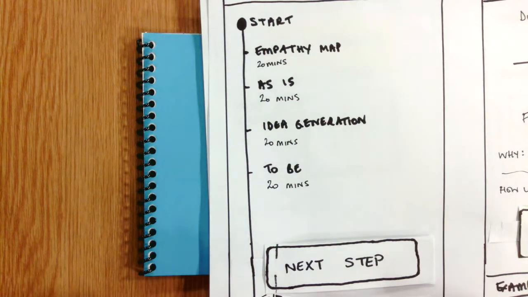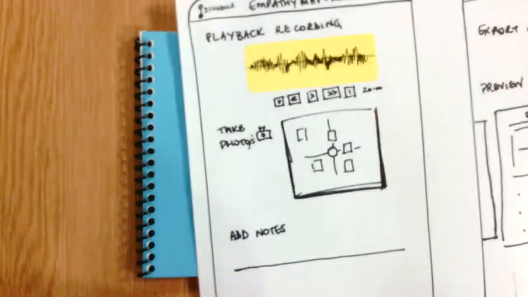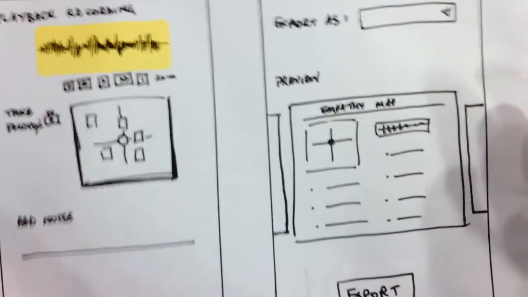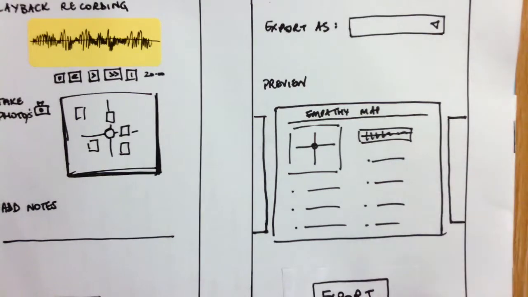Then once you've finished your activities, you can click export, which will take you to here, and we'll have a nice preview of all of your photos, all of your playbacks, and all of your notes, and you'll be able to export that as a PDF, an email, or add it to communities, connections.